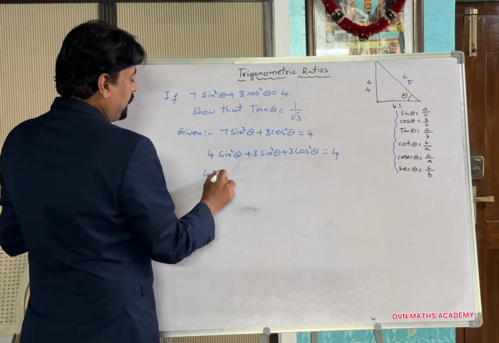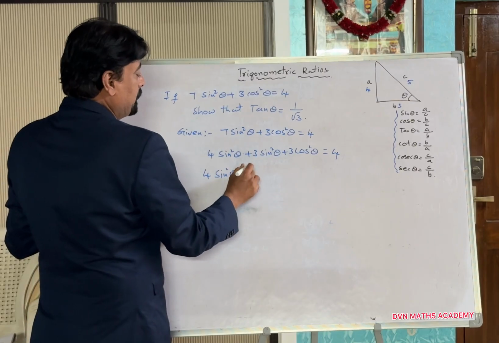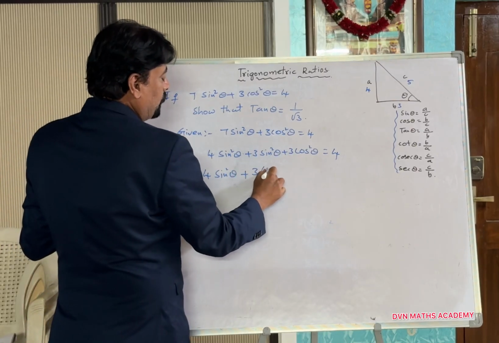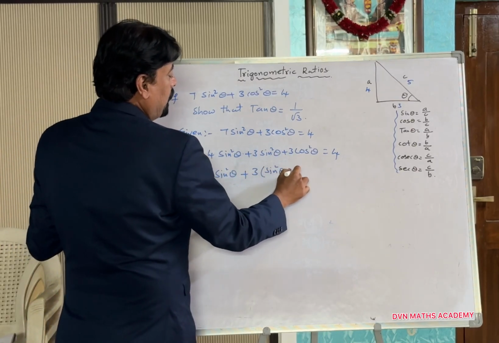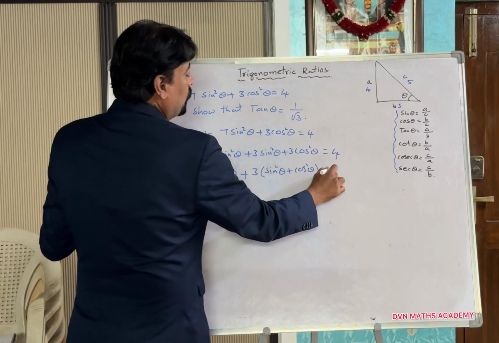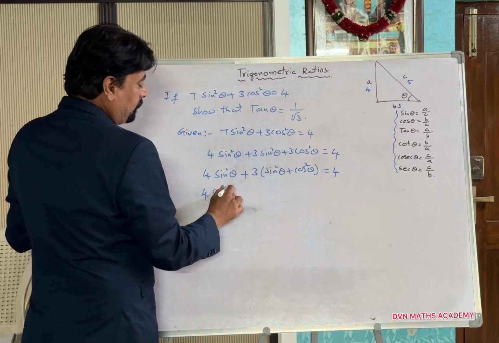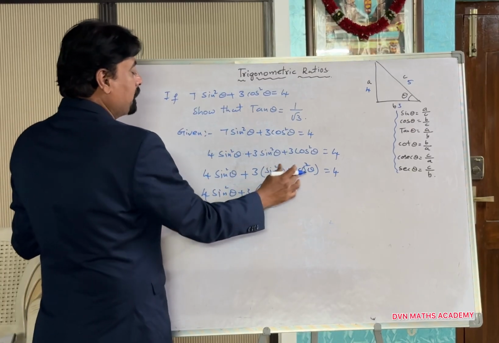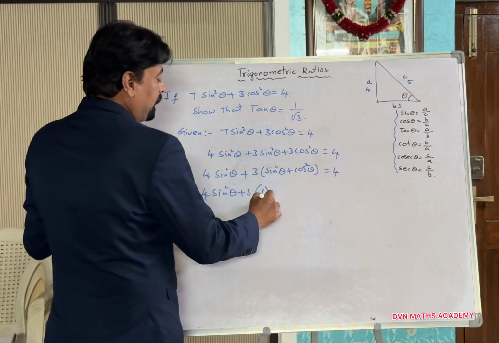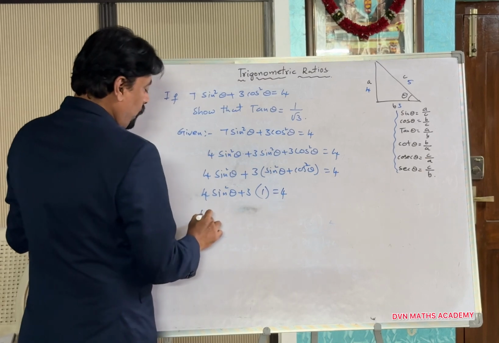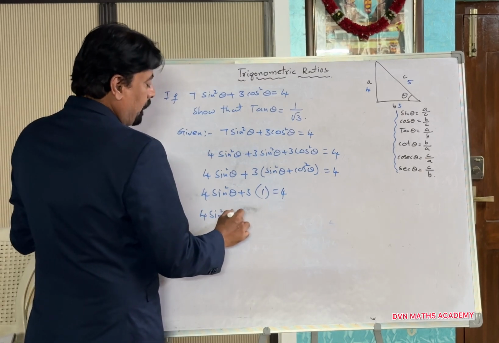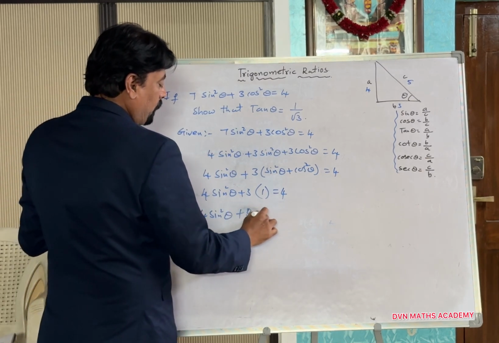Now 4 sin square theta plus 3 will be common in this 2. Sin square theta plus cos square theta is equal to 4. Now this is 4 sin square theta plus 3 into sin square theta plus cos square theta, which is 1, is equal to 4.